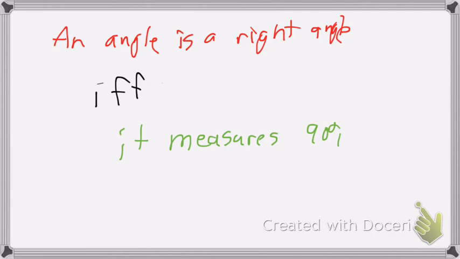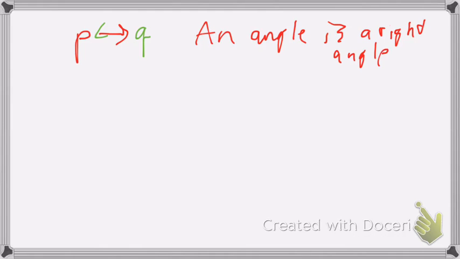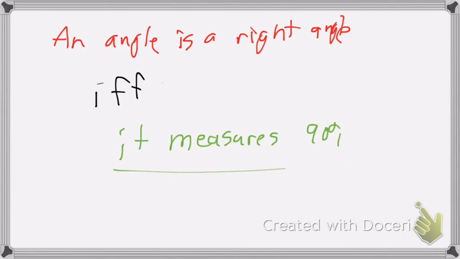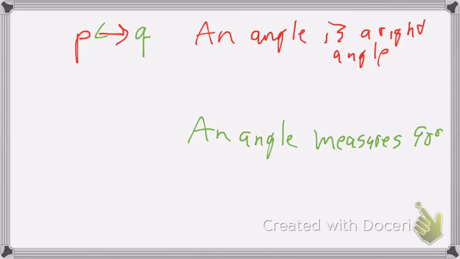So what we want to do here is write our P and write our Q. We look back here, we go, an angle is a right angle. That's our first statement. And then we look back and we see that if and only if, and it measures 90 degrees. So our second statement, an angle measures 90 degrees. And that's it.